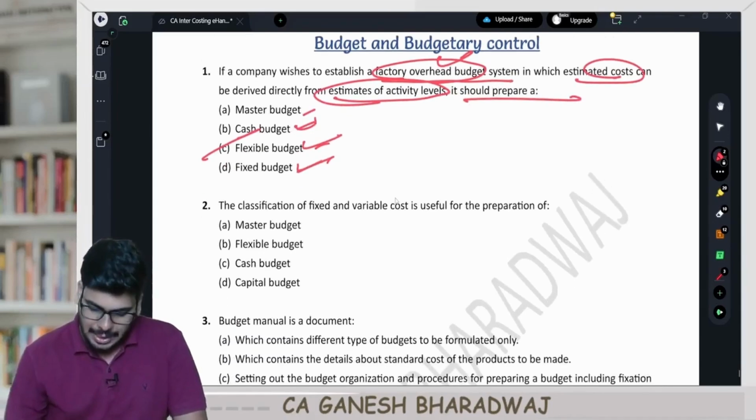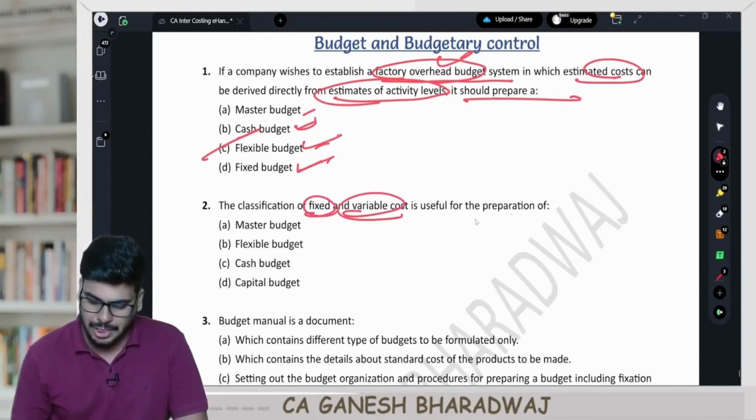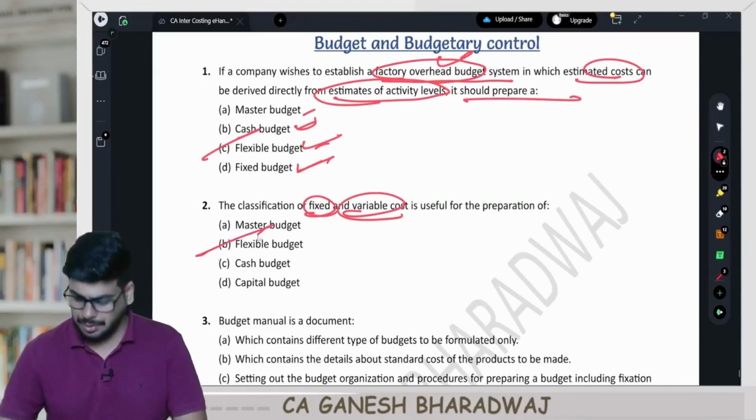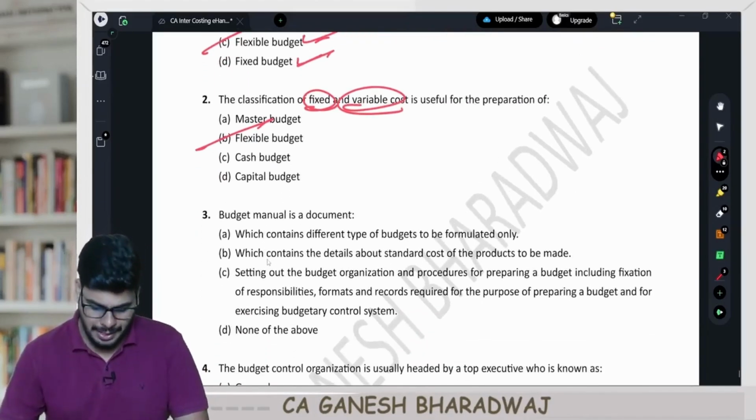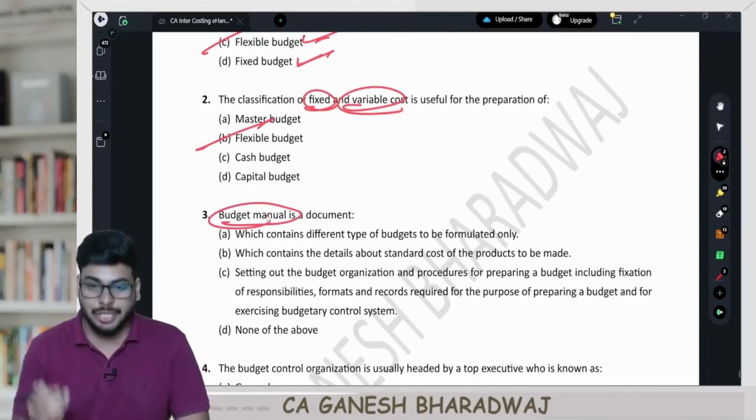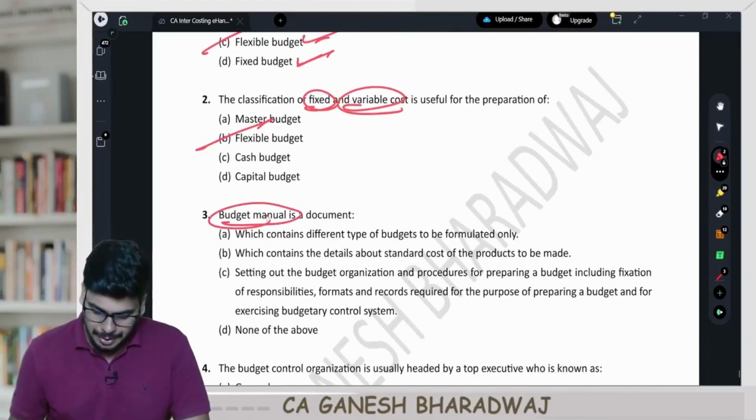Very good. Next, the classification of fixed and variable cost is useful for preparation of which budget? Master, flexible, cash, capital. Obviously, once again, flexible budget. Clear with this. It's a no-brainer. We all know it. Next, a budget manual. Just now we saw. It's a document.